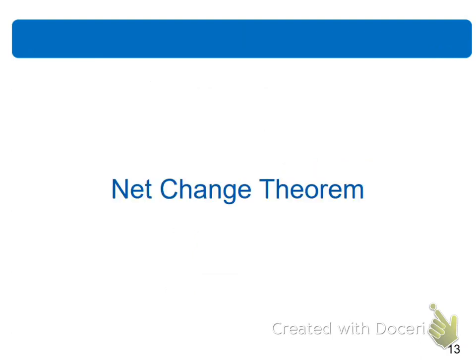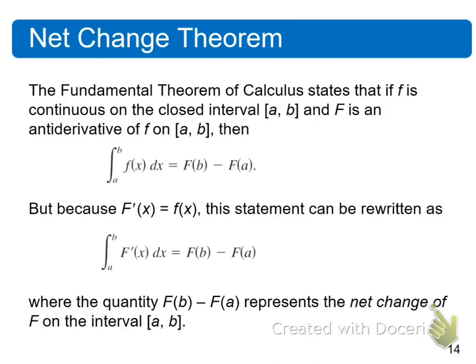Net change theorem. So we understand from the fundamental theorem of calculus that the integral from a to b of f of x dx takes me back to F of b minus F of a. But because capital F prime of x is equivalent to f of x, I want you to think of it this way. The antiderivative of the derivative takes me back to the original function, F of b minus F of a.